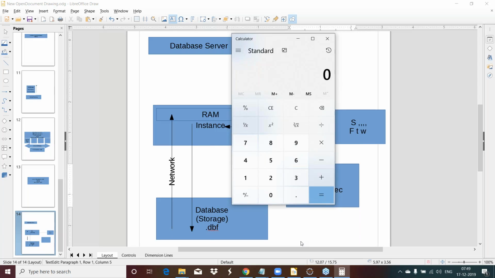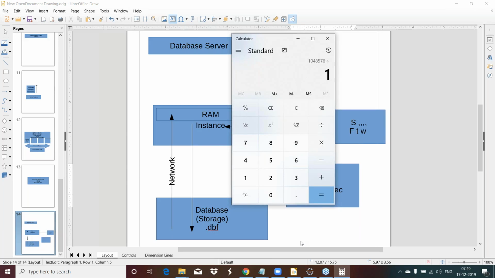1 terabyte is what? 1 terabyte is 1024 GB, right? And every GB is once again 1024 MB. So we are talking about this much MB of data. And what is the transfer speed? The transfer speed is 100 megabytes per second.